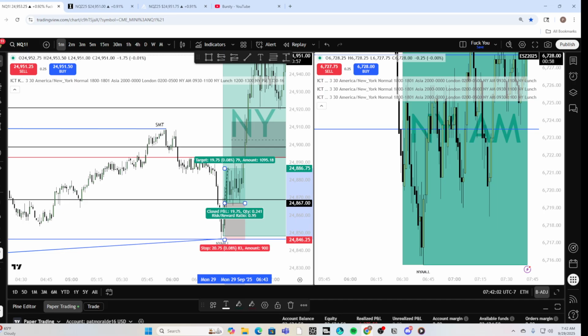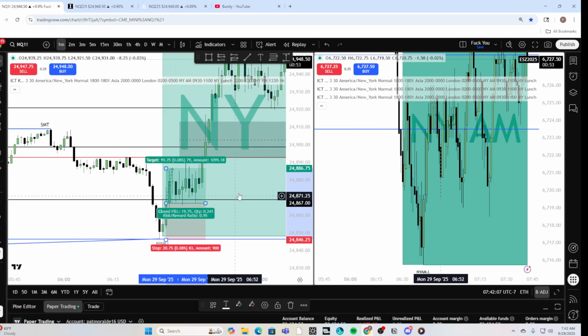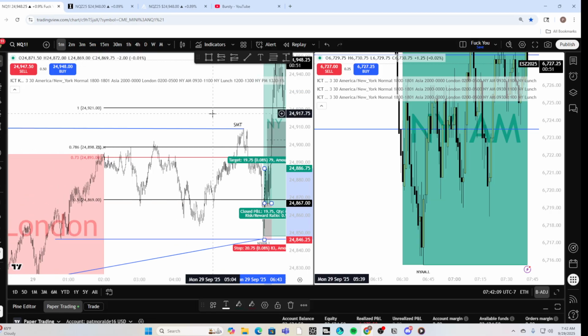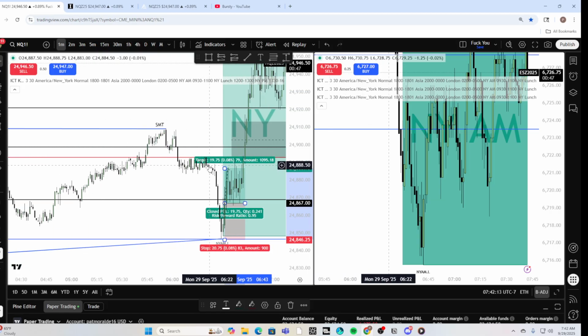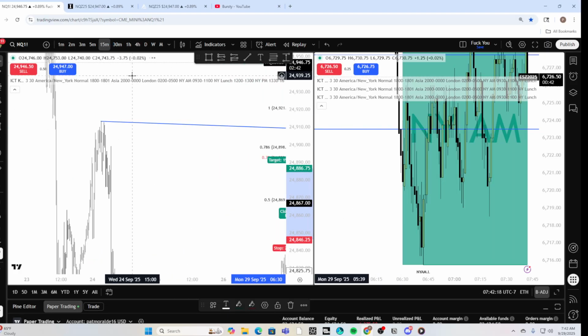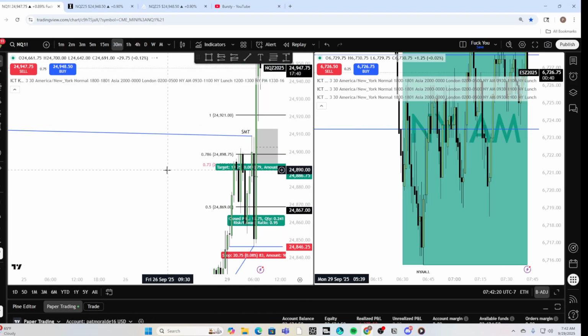It's September 29th, 2025, and I'm gonna make this short and sweet again. I was just offsides today. I had the right draw on liquidity, but I faded it just because we created equal lows. But keep it short and sweet.